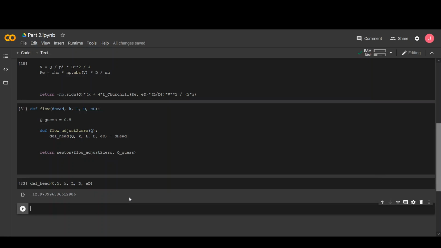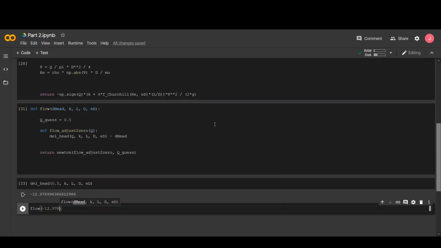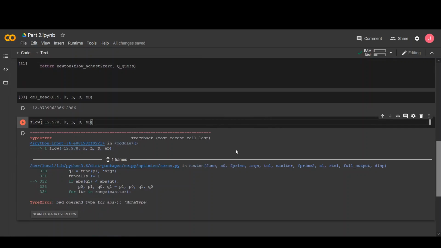So let's do it from the other way around now. So we're going to say flow, and for our given differential head, in our case, let's try negative 12.978. That's probably good enough. And then the same K, same length, same diameter, same roughness. Let's see what happens. Okay, we got an error. Bad operand type for absolute.